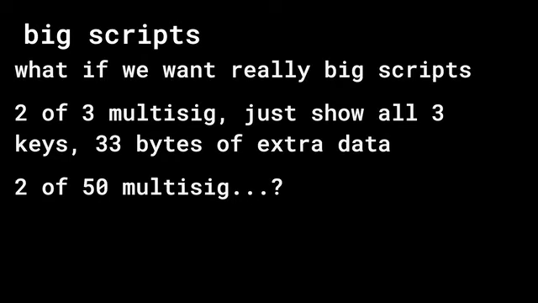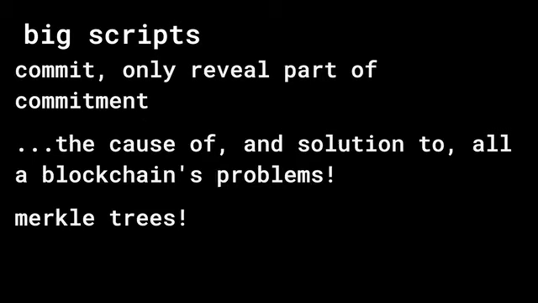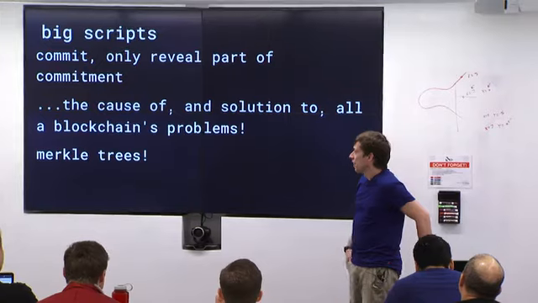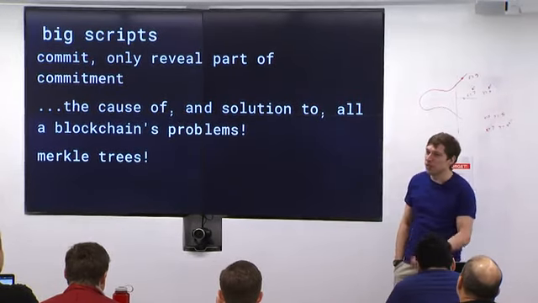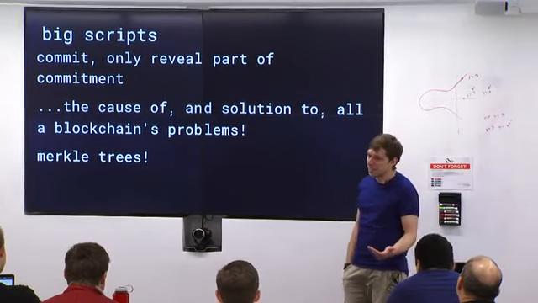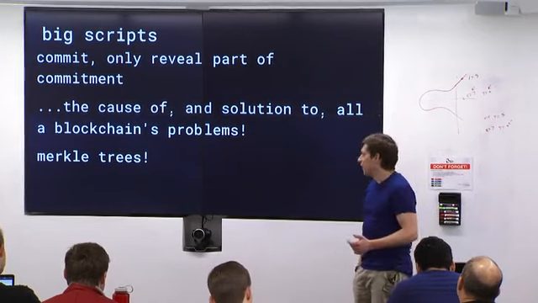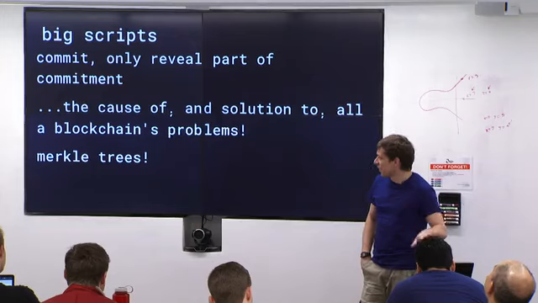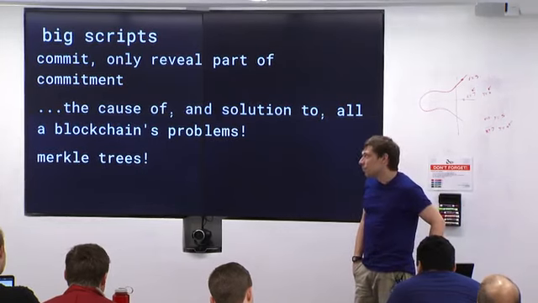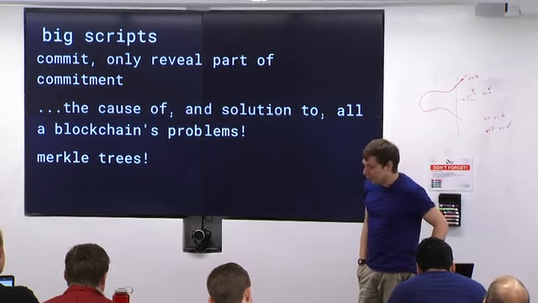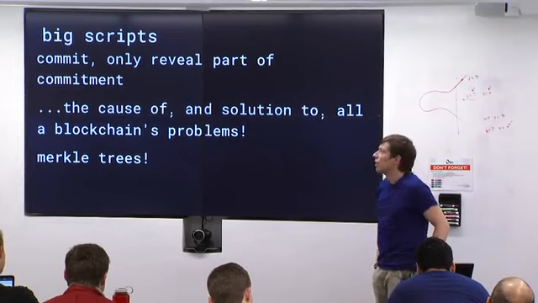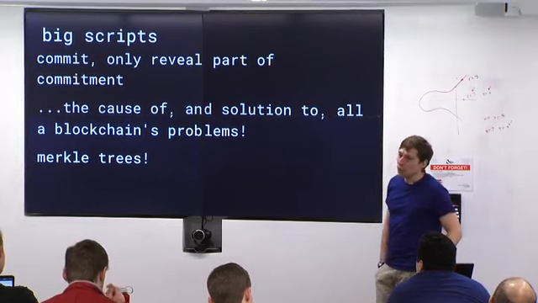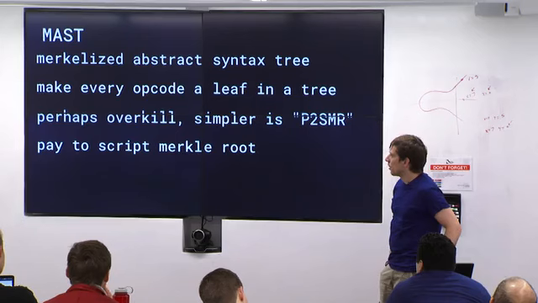So how would you do 2 of 50 multisig? Any ideas? You commit and only reveal part of a commitment. Because of the solution to all of blockchain's problems: Merkle trees, right? Throw a Merkle tree on it, which is actually what I'm working on now for another thing. So you commit to some kind of root, and then you reveal only part of what you've committed to.